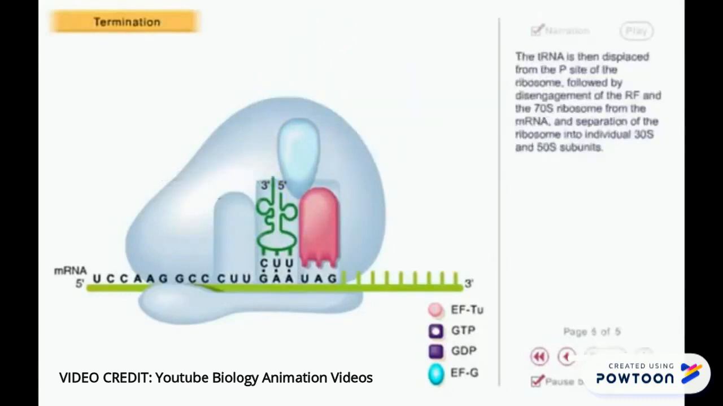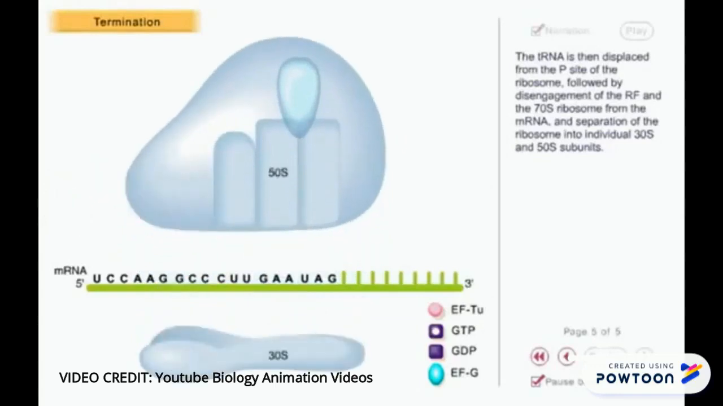The tRNA is then displaced from the P site of the ribosome, followed by the disengagement of the RF and the 70S ribosome from the mRNA, and the separation of the ribosome into the individual 30S and 50S subunits.